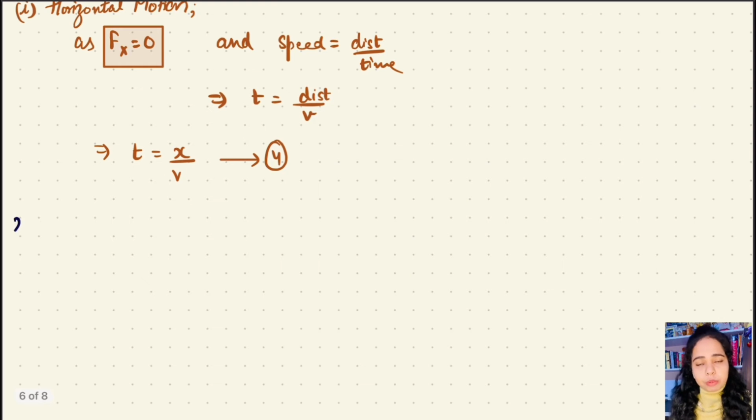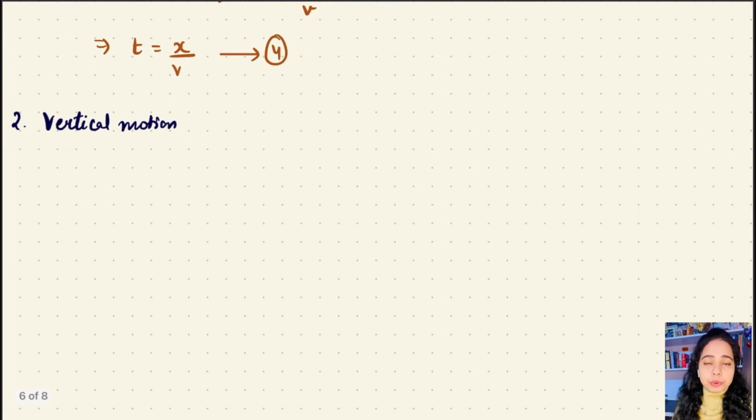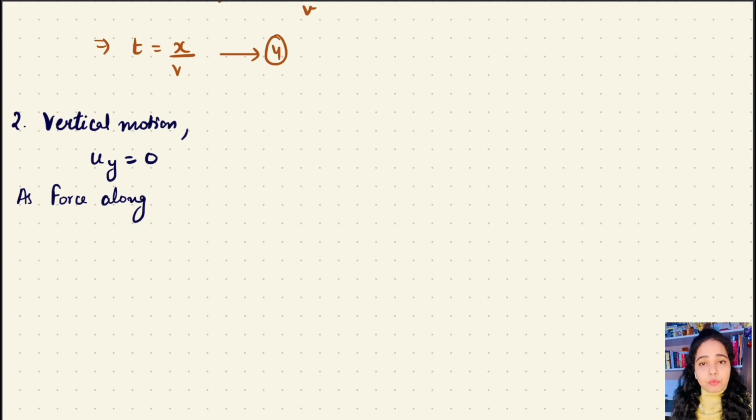Now we will talk about the vertical motion of the charged particle. Initially we had a charged particle which was moving along the x-axis and it was not moving along the y-axis. That is, the initial velocity of the charged particle along the y-axis, that is uy, is equal to 0, because we projected the charged particle along the x-axis only. But it gains an acceleration along the y-axis. Therefore the particle is now accelerated along the y-axis after entering the uniform electric field. Therefore its velocity is changing, that is, its final velocity is not equal to the initial velocity.